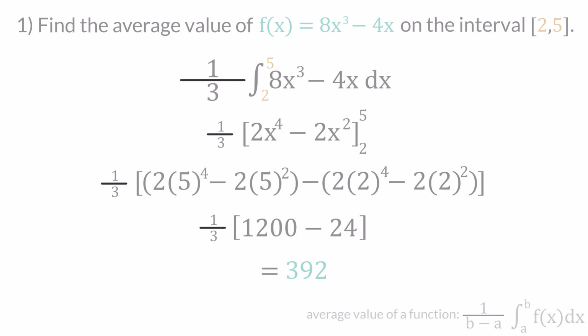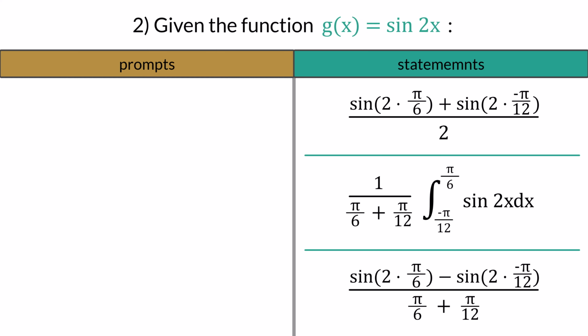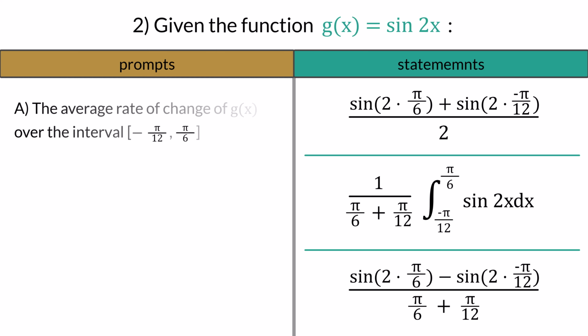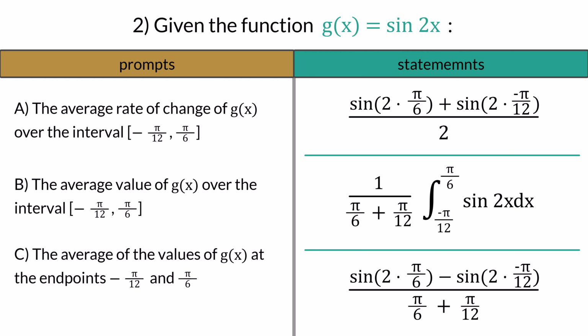At this point in your mathematical journey, you will now be familiar with different averages you can calculate. Being able to decipher which way to find an average will be very important. For a quick check of understanding, try to match the following prompts with their appropriate mathematical statements on the right. Given the function g of x equals sine of 2x, match the average rate of change of g of x over the interval negative pi over 12 to pi over 6, match the average value of g of x over the interval negative pi over 12 to pi over 6, match the average of the values of g of x at the endpoints negative pi over 12 and pi over 6. Take a moment to pair up the statement and the calculation.